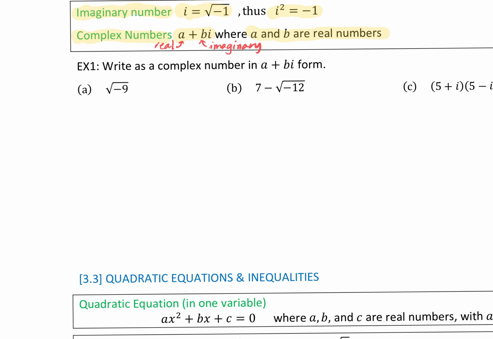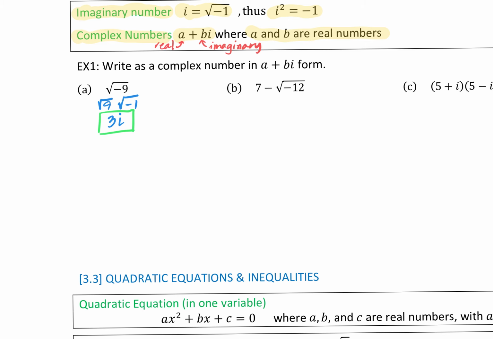In example 1, we're going to write these complex numbers in a plus bi form. So whenever you end up with an answer that is complex, it should be written in a plus bi form. Now the square root of -9 is the same as saying the square root of 9 times the square root of -1. And we know the square root of 9 is 3, and we know that the square root of -1 is i.